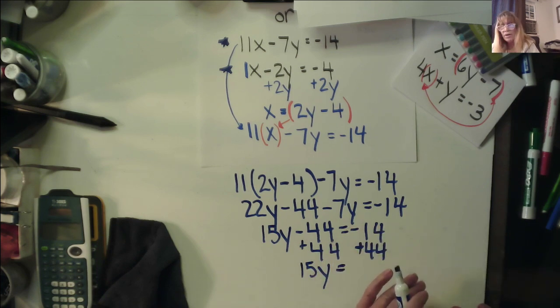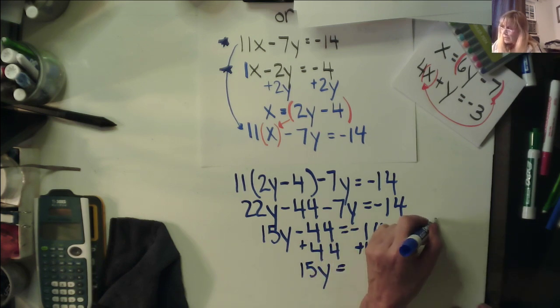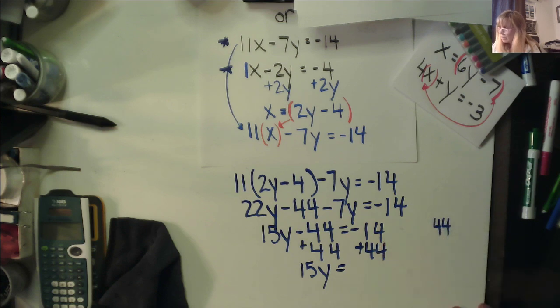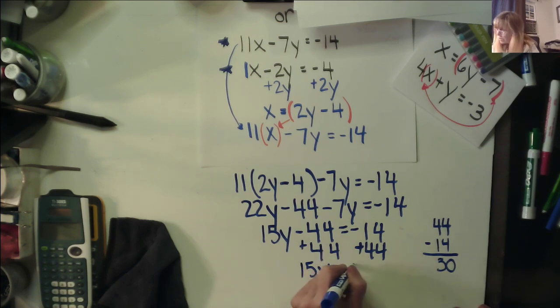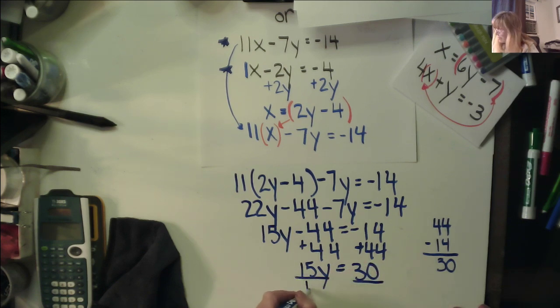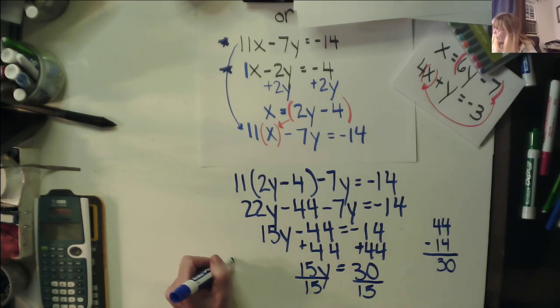I'm not going to use a calculator. I'm going to come over here. I'm going to take the larger absolute value, the 44. I'm going to subtract the smaller absolute value, 14. I end up with 30. And then I look back. The 44 is the larger of the absolute values. It's a positive, so that's going to be a positive 30. I'm going to divide both sides by 15. And now I have y equals 2.